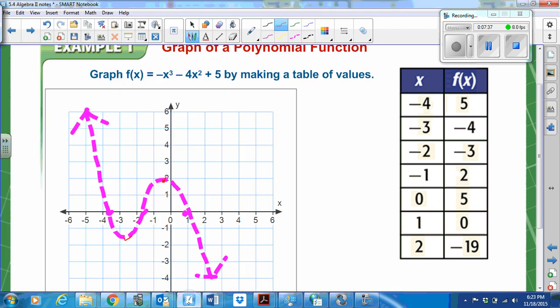So that's how you can use your graphing calculator to help you find these things. You should know how to do a table. You should know how to calculate the extrema. And you should know how to calculate the zeros of the function.